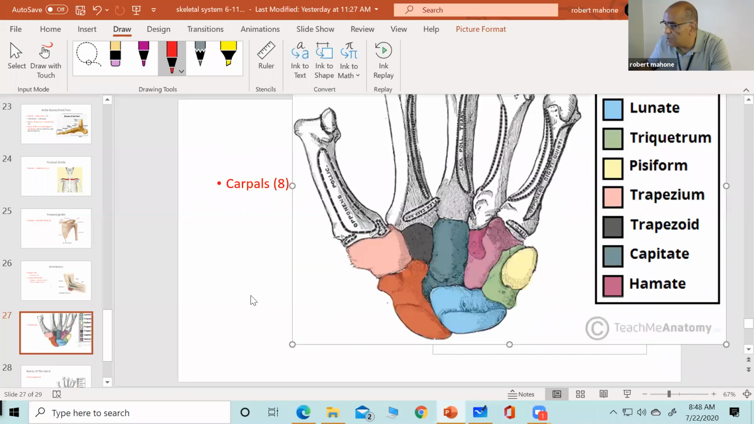And that's the yellow one right there, the one that looks like an egg. It's pronounced piezoform or pisiform. And the reason I bring that up is because this is the bone that's most often broken when a person breaks their wrist. So when somebody says they have a wrist fracture, 9 times out of 10, it's going to be the pisiform. Where do you find it? Right on the pinky side, right there.